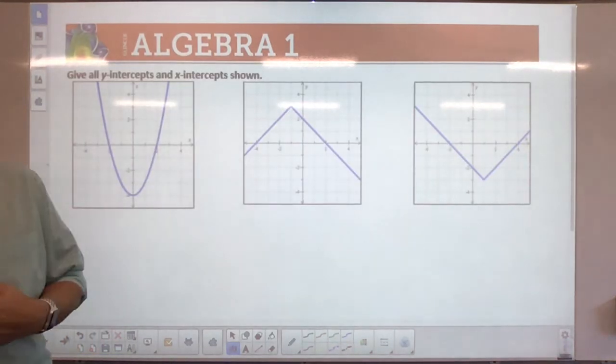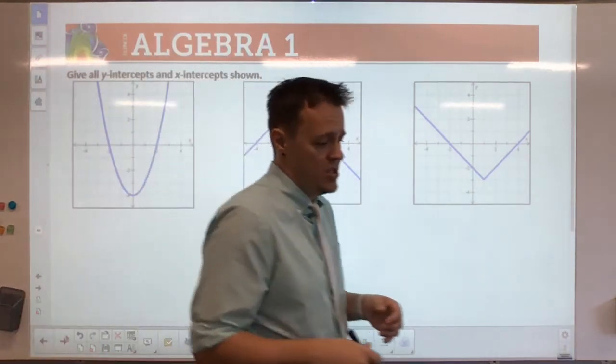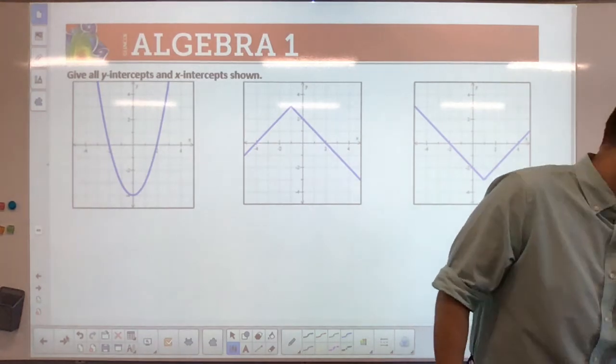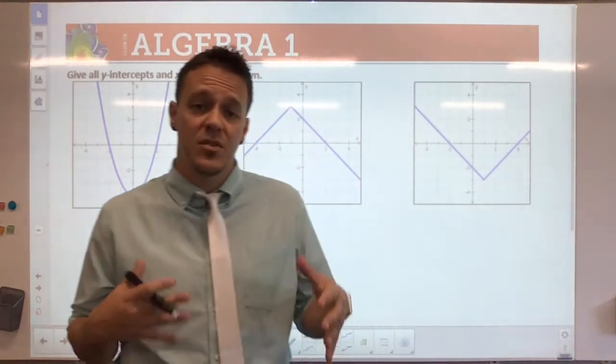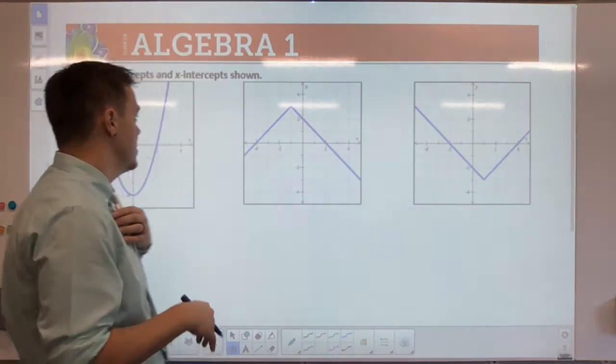All right. So what I want you guys to do now is find the x and y intercepts of all of these functions. This is not a very difficult exercise, but it gets you prepared for making sure you understand the difference between y and x. And that's the most important thing here.